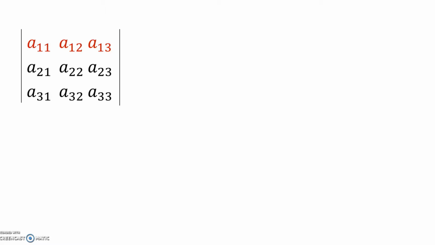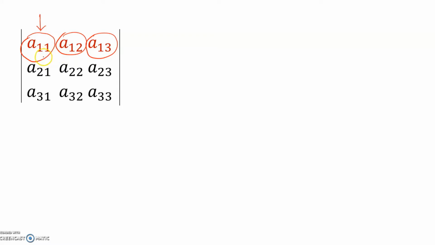Let's consider the 3 by 3 matrix, and I'm going to call its elements A11, A12, A13, and so on. To find the determinant, you first need to take any one row, and I'm going to take the first row, A11, A12, and A13. I'm going to take the first element here and find the cofactor of it.